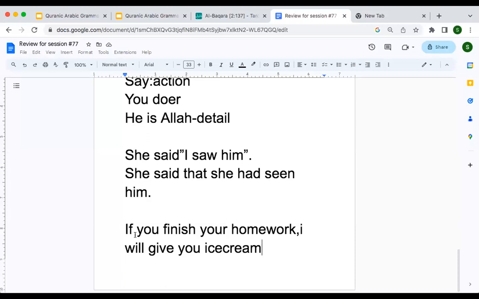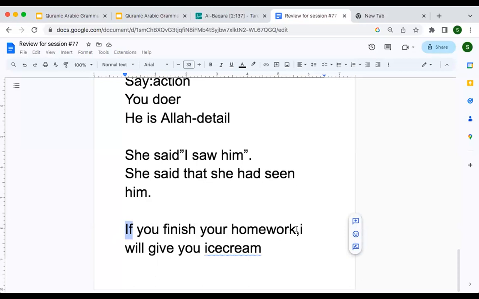Okay, so the tool for the condition is "if," right? "If" is a word that came and set the condition. If I remove this, is there any condition? "You finish your homework, I will give you ice cream." Sometimes we are very brief with our sentences, and that is understood as a condition, but to be very clear, what will be the tool here? "If" is the tool, right?